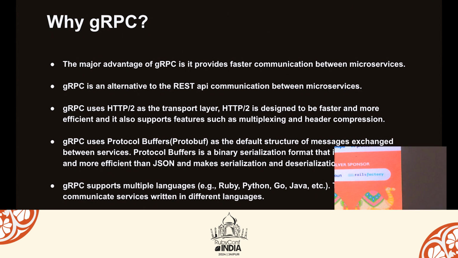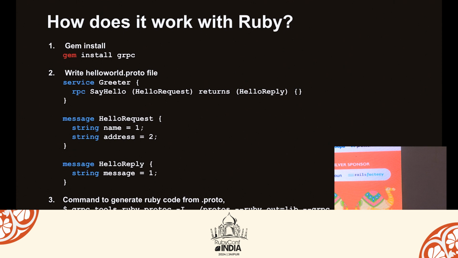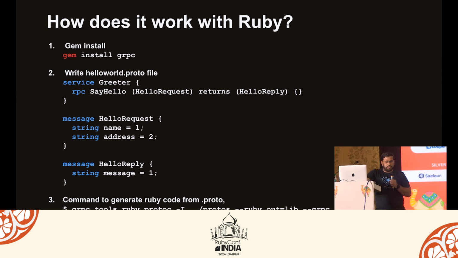Next, I would like to show how it works with Ruby. It's really simple. First, there is a gem install grpc. The second one, which is important, is a proto file. A proto file is the gRPC format, and it consists of the message body and the method. Like here, SayHello is my method, HelloRequest is my request body, and HelloReply is my response body. And this is the interface definition language.